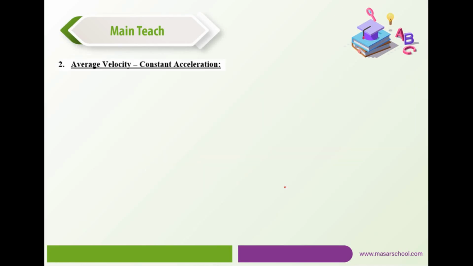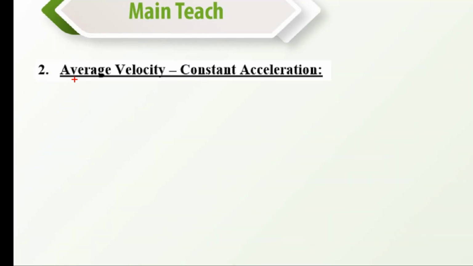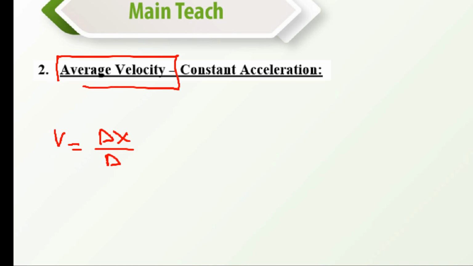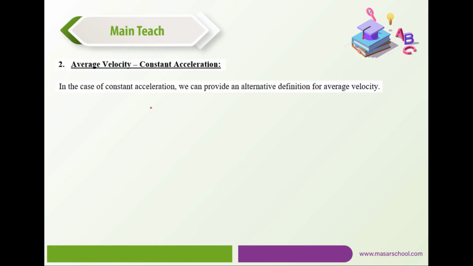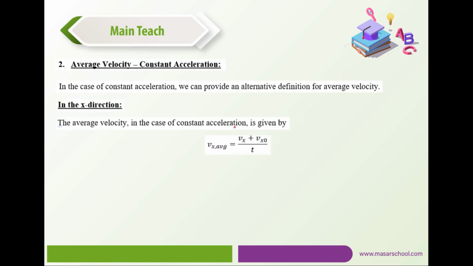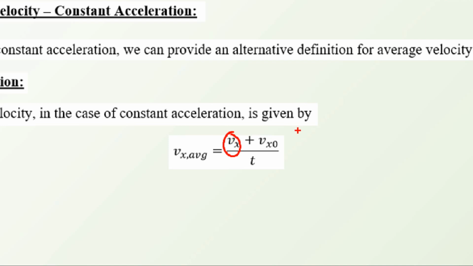Now, average velocity with constant acceleration. Notice that here I'm introducing the average velocity. We know that the average velocity is given by delta x over delta t, but now I'm going to introduce a new formula that is related specifically to constant acceleration. In the case of constant acceleration, we can provide an alternative definition for average velocity, which is given by the final velocity plus the initial velocity, divided by 2.